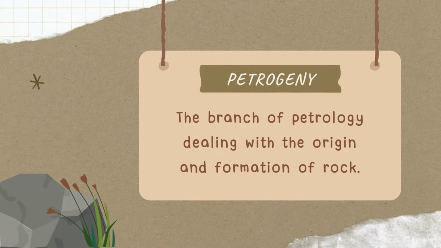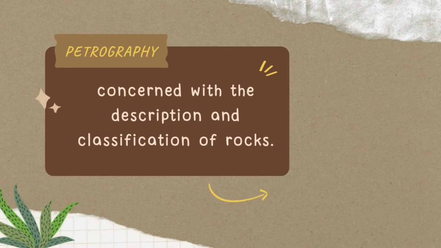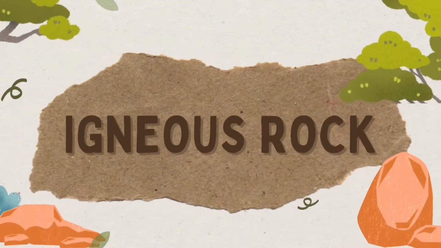Petrogeny or petrogenesis is a branch of petrology dealing with the origin and formation of rock, while petrography is concerned with the description and classification of rocks. After giving the definition of petrology, we'll now dive into the different kinds of rocks. We will tackle igneous rock.